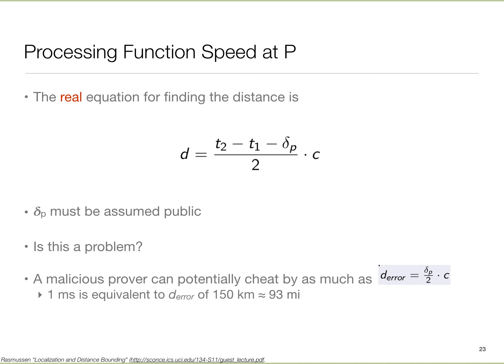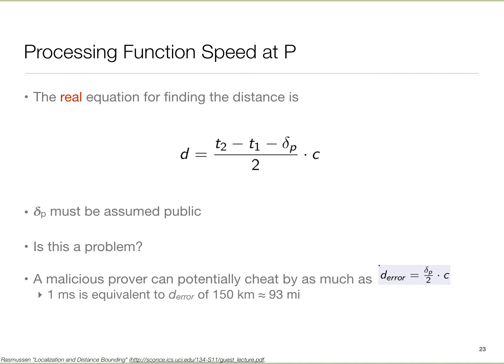The problem here is that a malicious prover can, again, deploy faster hardware, conceptually. So its actual processing delay could be less than what this algorithm budgets for. And usually these standards are designed to accommodate cheap devices, so there's a lot of slack in delta P. A prover can exploit that, and even tiny delays like a millisecond translate into huge distances when we are looking in terms of the speed of light.